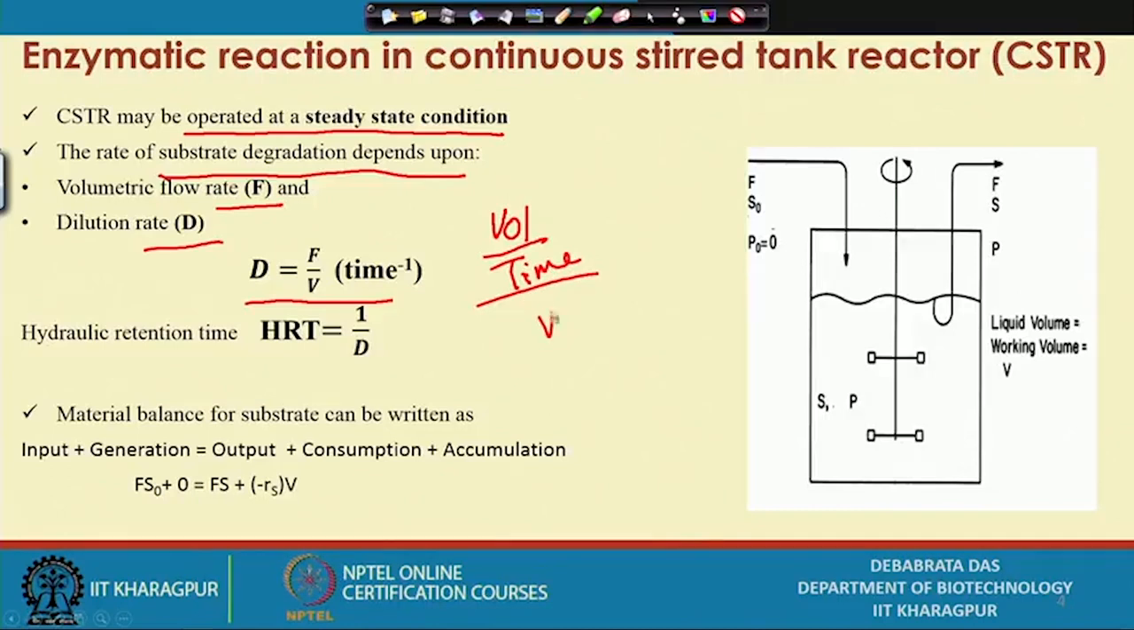Now this is divided by volume. So V is the unit of volume, so volume will cancel, and it will be per time. So the unit will be D. What is the unit of D? Time inverse. HRT is the hydraulic retention time, equal to 1 by D. What is hydraulic retention time? Hydraulic retention time is how long you allow the liquid to reside in the reactor.